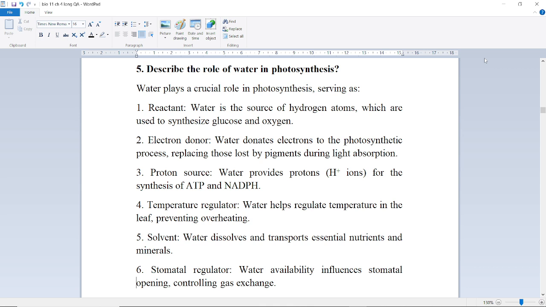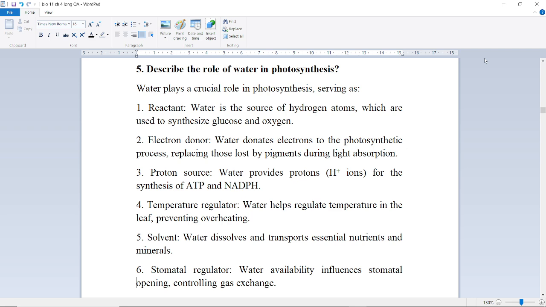Water is the source of hydrogen atoms, which are used to synthesize glucose and oxygen. Electron donor: Water donates electrons to the photosynthetic process, replacing those lost by pigments during light absorption. Proton source: Water provides proton H+ ions for the synthesis of ATP and NADPH. Temperature regulator: Water helps regulate temperature in the leaf, preventing overheating.